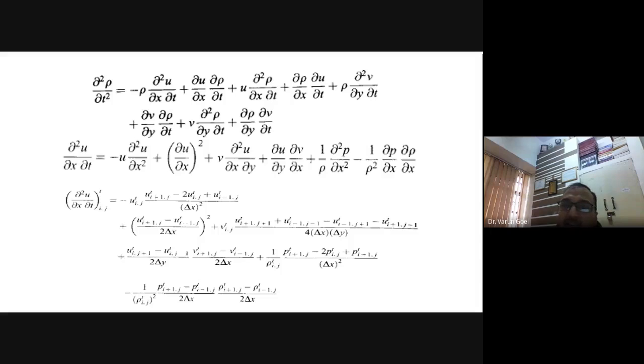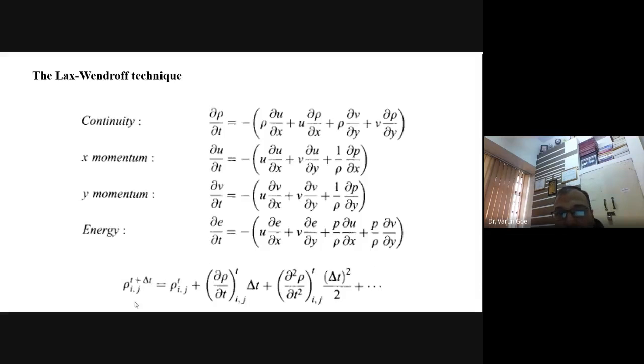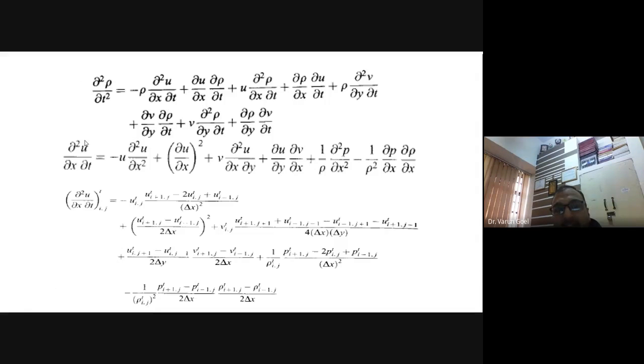So now we have to evaluate all these 8 terms, and with the help of this, we are in a position to find the value of del square rho by del t square at ij t. And when we get this particular value, we can substitute it in this, and we are able to get the solution at rho ij t plus delta t. So the methodology is simple. We can get the values, but again the algebra involved here is a little bit complicated.